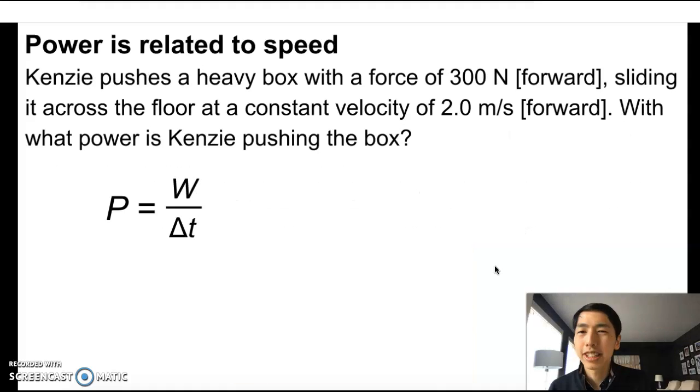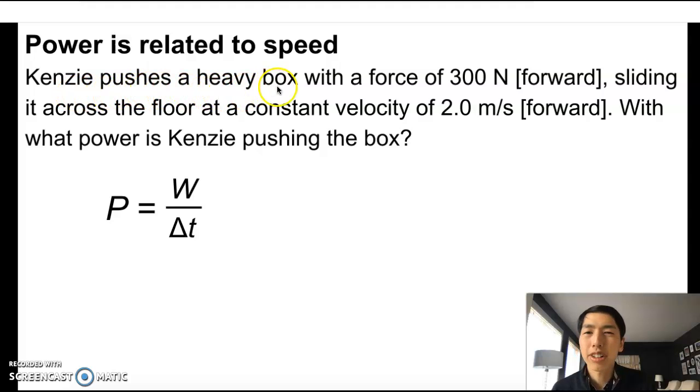So now I'll show a second example of calculating power. Power is related to speed. So obviously how fast I was able to get up those stairs had a big influence on how much power I calculate. The faster I can climb the stairs, the higher the power is. So here's another question where I'm given a velocity. So let's just read it first.